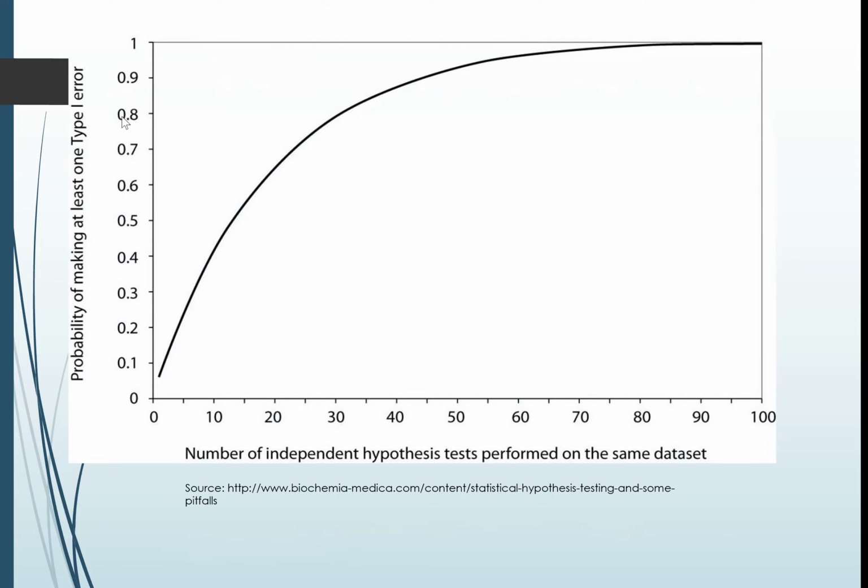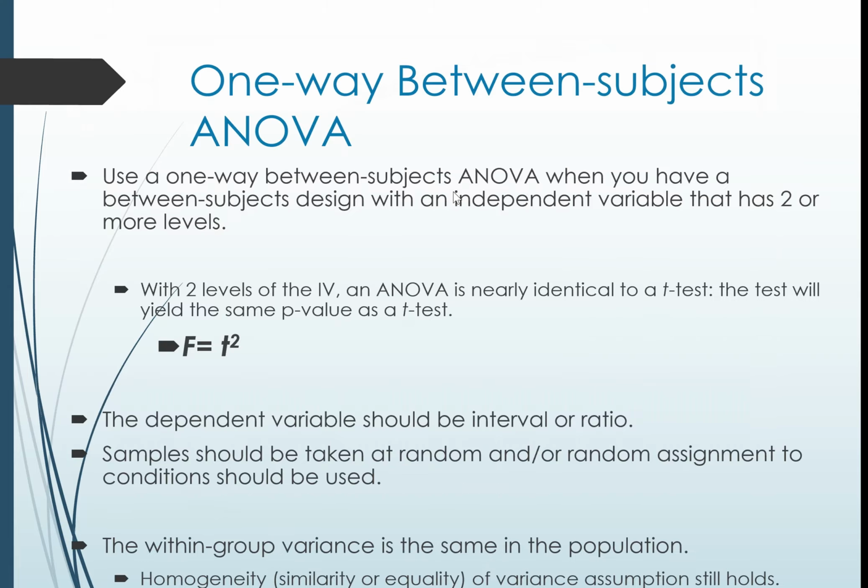As you can see here, the number of independent hypothesis tests that you perform greatly increases the likelihood of making at least one type 1 error. And assuming we want to avoid that because we don't want to make errors, we want to take measures to minimize the likelihood of making a type 1 error. So doing an ANOVA does that in a sense because it allows for a test that compares all of the means in the situation where there are more than two means to be compared.